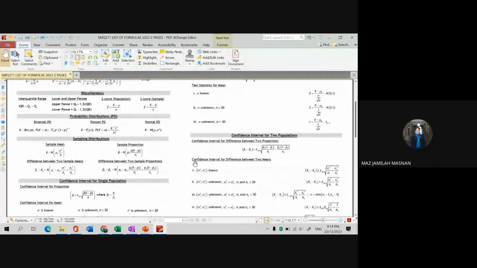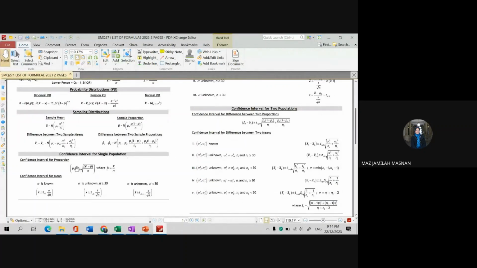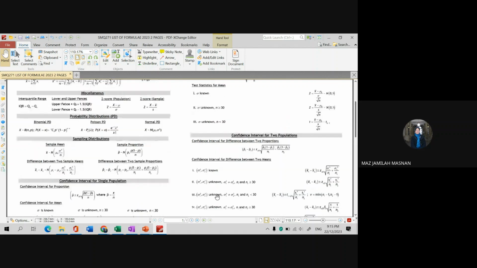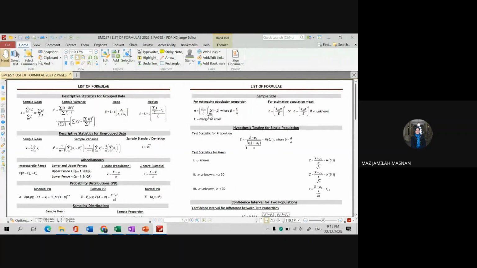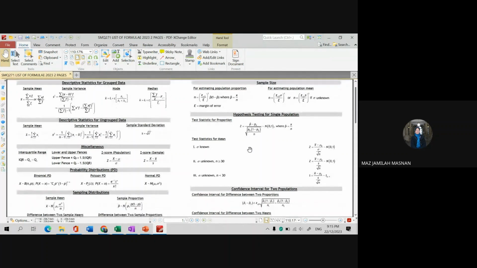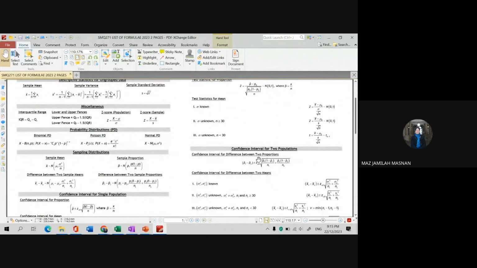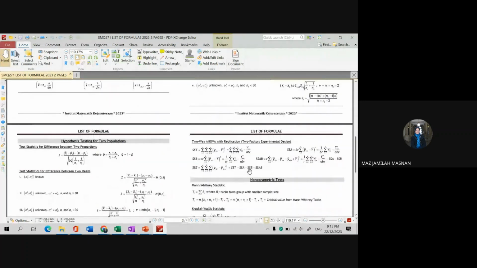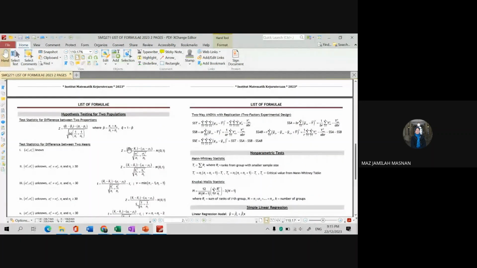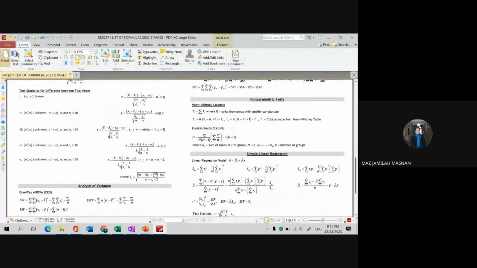Everything has been provided in such a way that you can see the confidence interval for the proportion, the confidence interval for the mean, where the cases are sigma known, sigma unknown, and n less or greater than 30, followed by the sample size for finding n given the margin of error. And you also have hypothesis testing for a single population, confidence interval for two populations, followed by the hypothesis testing for two populations, as well as the ANOVA.